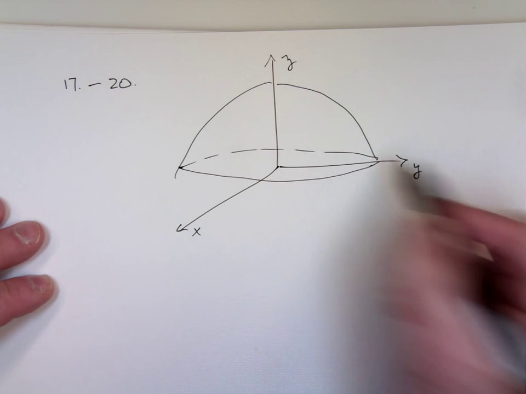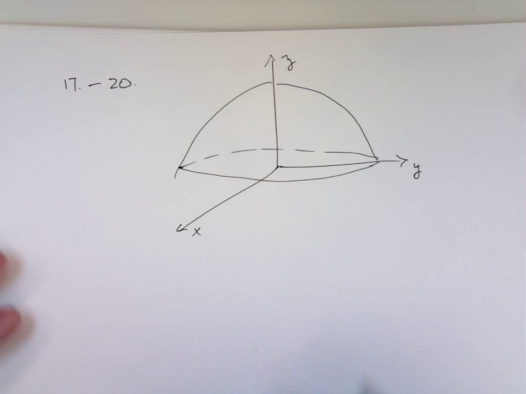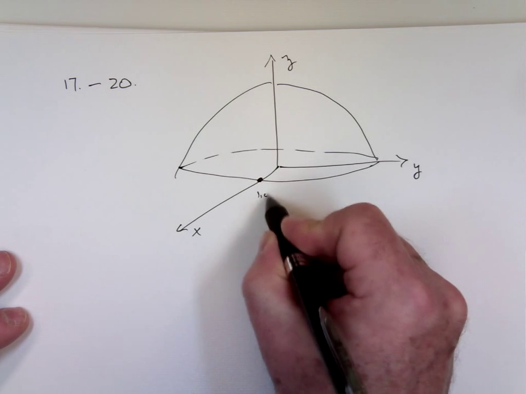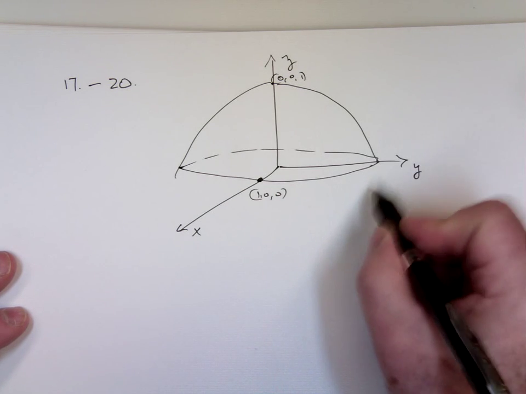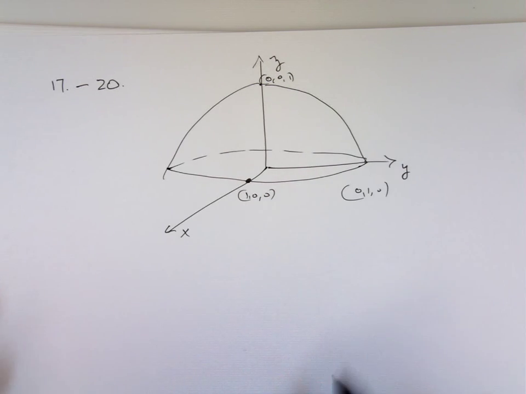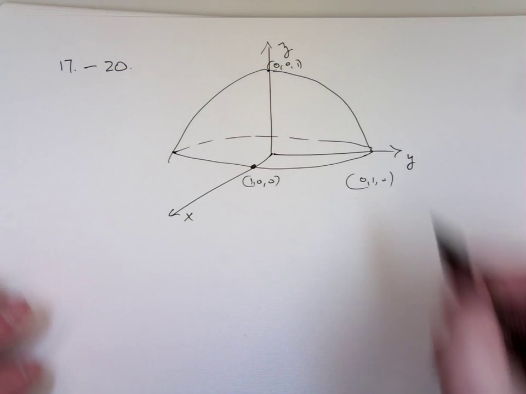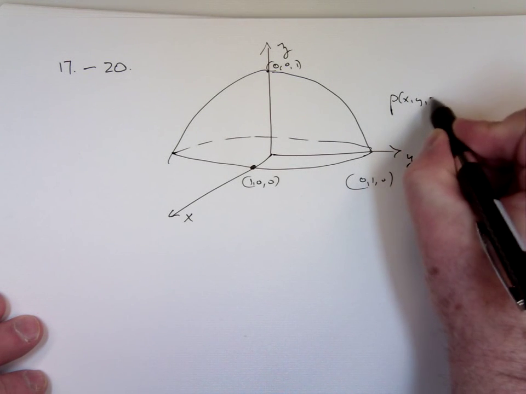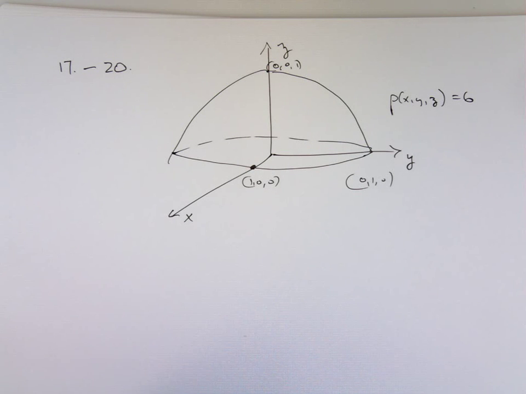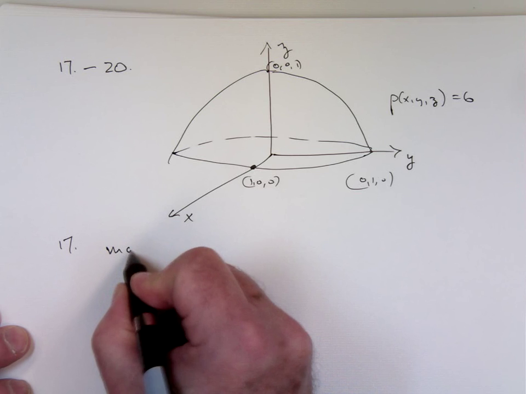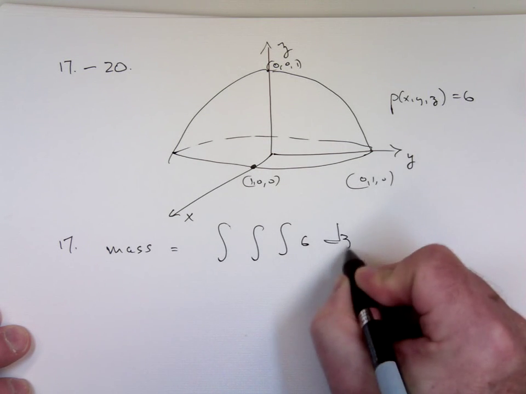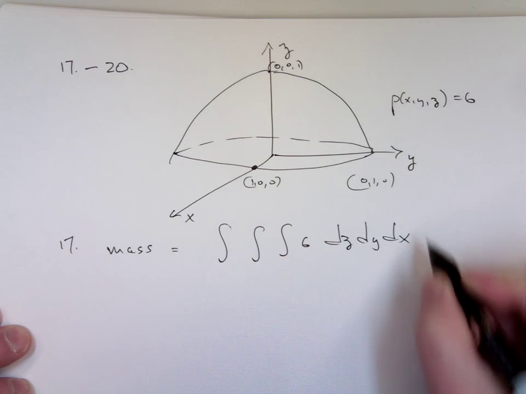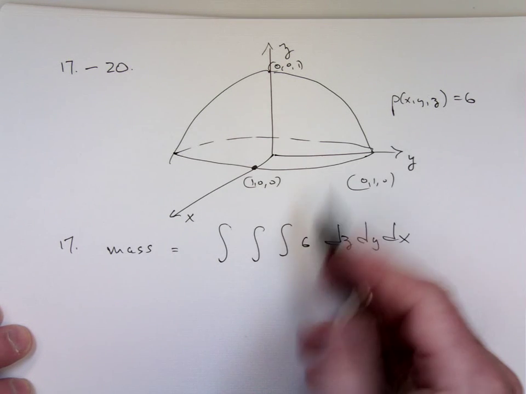Okay. Radius 1. Okay. Center of the density function 6, a constant density function. Find the triple integral for mass in rectangular. In rectangular, we have a density function of 6. Okay. We're going to go from bottom to top.